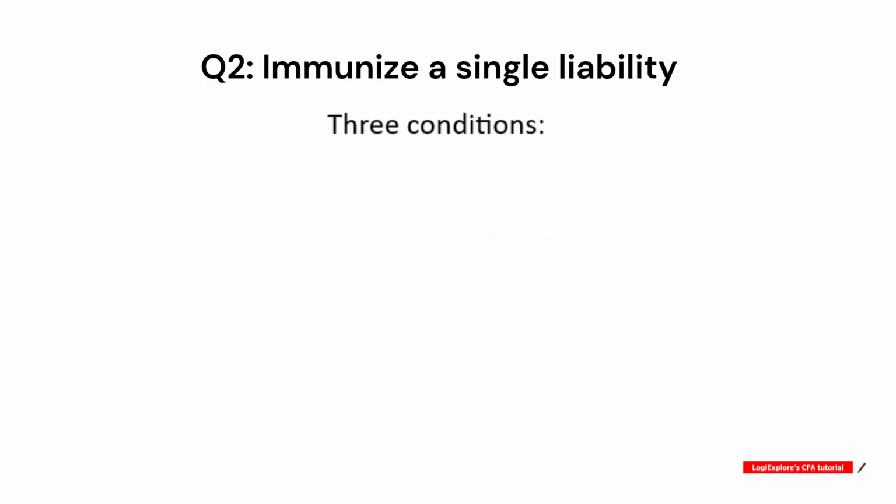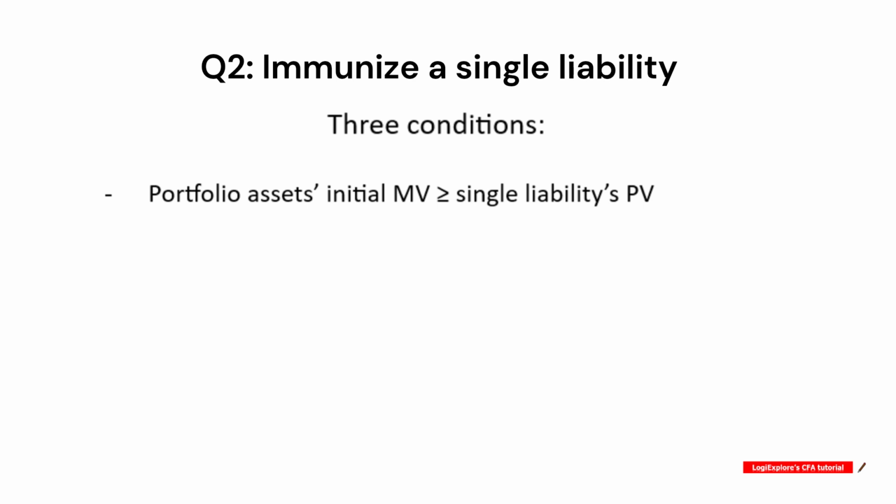There are 3 conditions to satisfy to make a bond portfolio immune to interest rate risk. Condition 1. The bond portfolio's initial market value must be equal to or greater than the present value of the liability. This condition is self-evident because one must have at least the required amount to pay for one's debt.